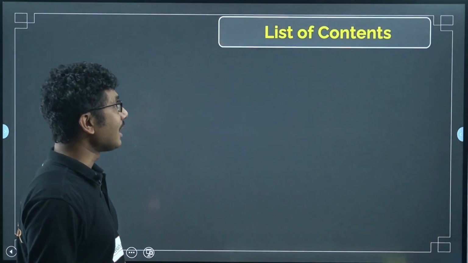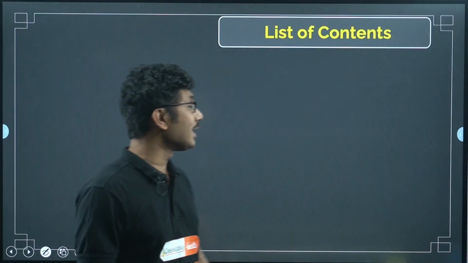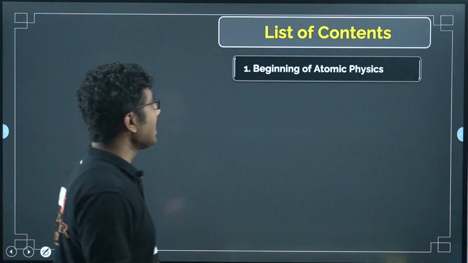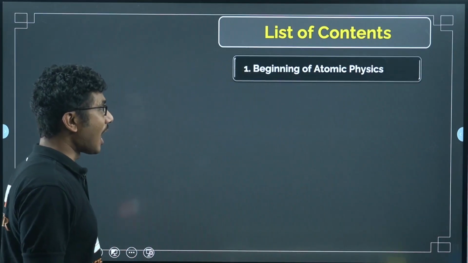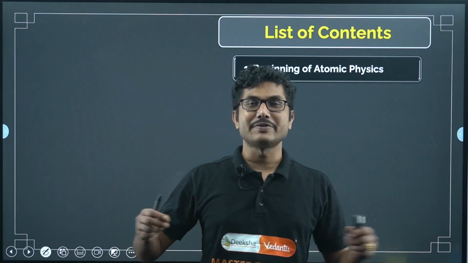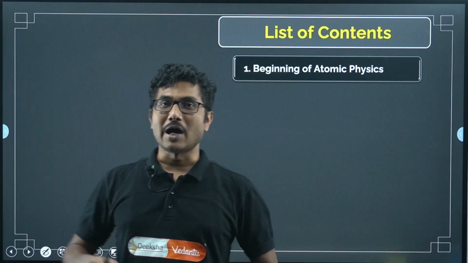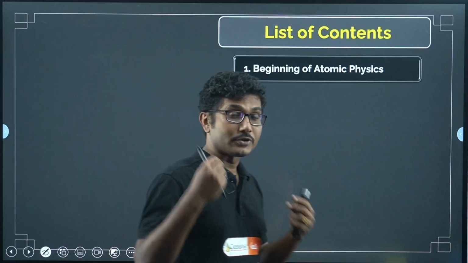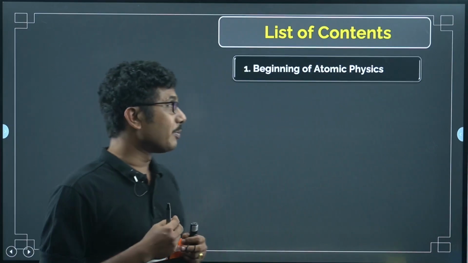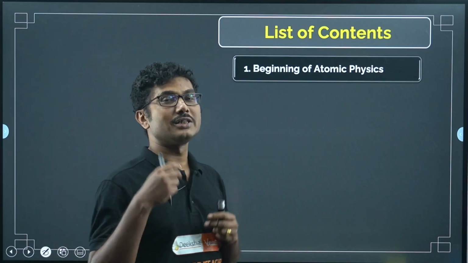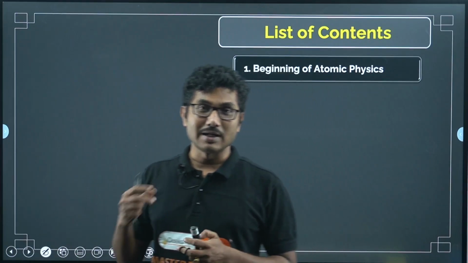First, let us look into the list of the content as usual. What we are going to study today is the beginning of atomic physics. How did atomic physics start? Atomic physics is a branch of physics. Nowadays, in terms of research and advancement, it is a very important branch of physics, and we will learn briefly about how it all started.